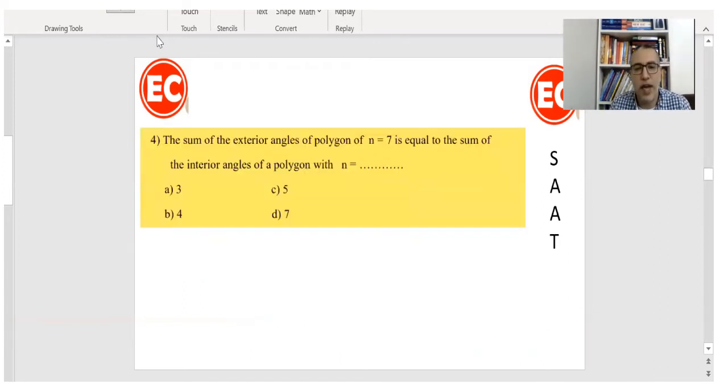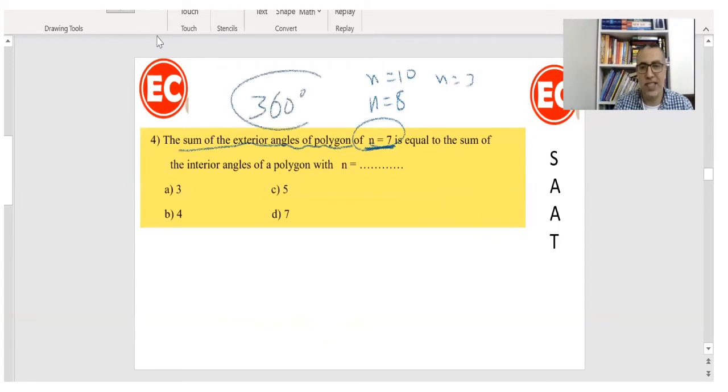Question number 4. Sum of the exterior angles of a polygon with number of sides 7. It doesn't matter if it's 8, 10, or 3. Why? Because the sum of the exterior angles of any shape is equal to 360 degrees. The sum of the exterior angles, 360, is equal to the sum of the interior angles of a polygon with how many sides? It was 4 sides. Because the sum for 3 sides is 180, for 5 sides is 540, and for 7 sides is 900.